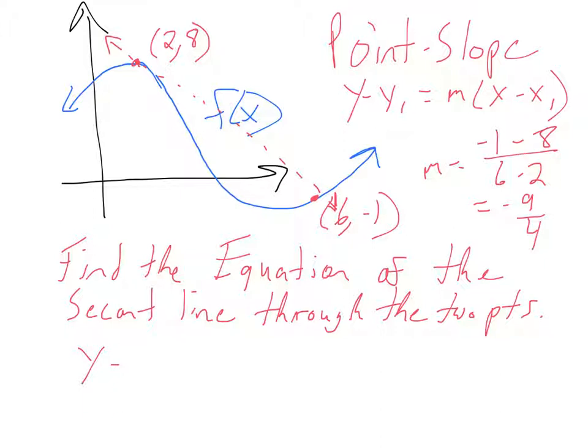And with point slope form, I can choose to put it through either this point or the other point. So either this point or this point I can use. I'm going to use the first one, 2, 8. So it'll be y minus 8 is equal to negative 9/4 times x minus 2. Right? And I just asked for the equation of the line. I didn't specify what form it had to be in. So that is the equation of the line. You can leave it just like that. Okay?